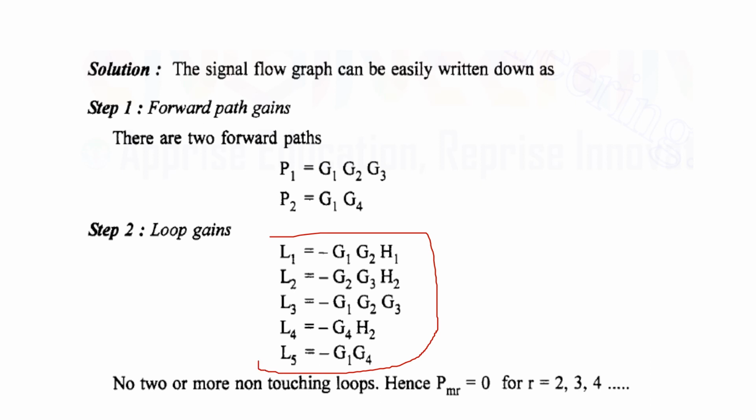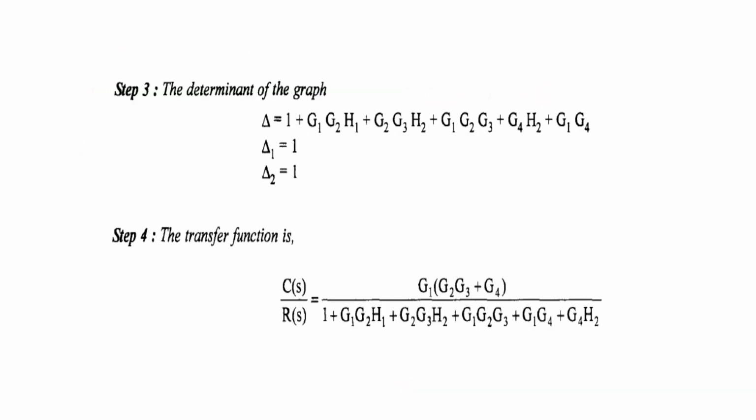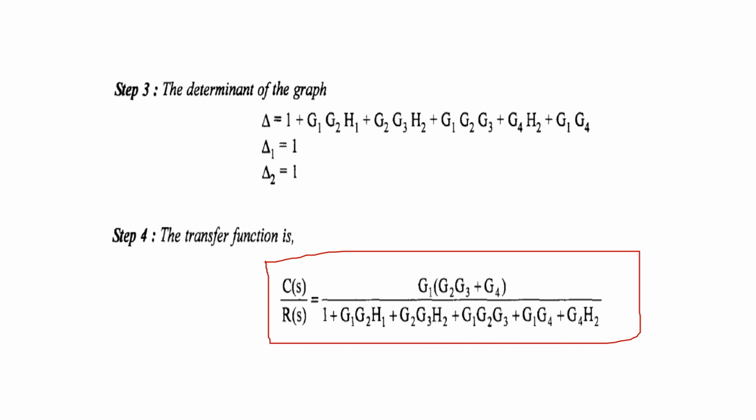This is almost similar to your first problem, and there are no non-touching loops because all the loops touch each other. And you are going to get the transfer function by summating all the values and replacing it in the transfer function notation.